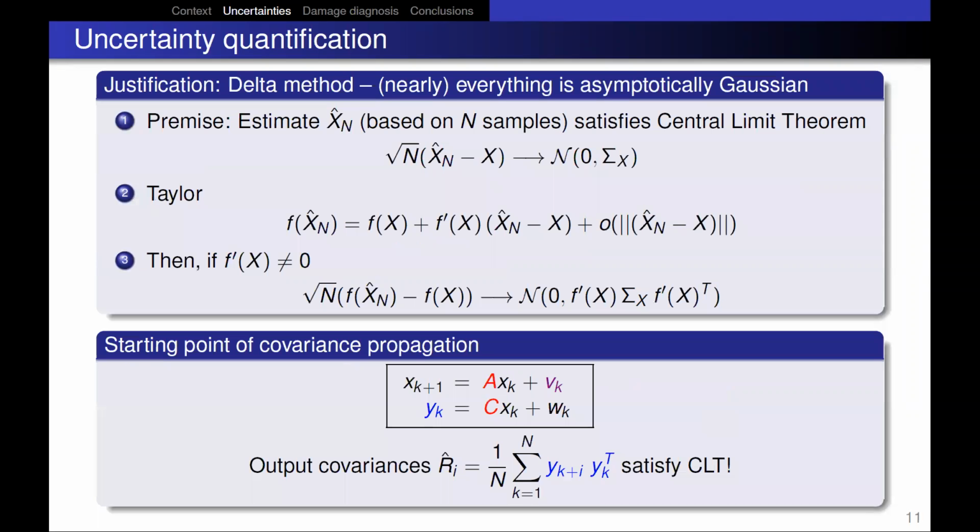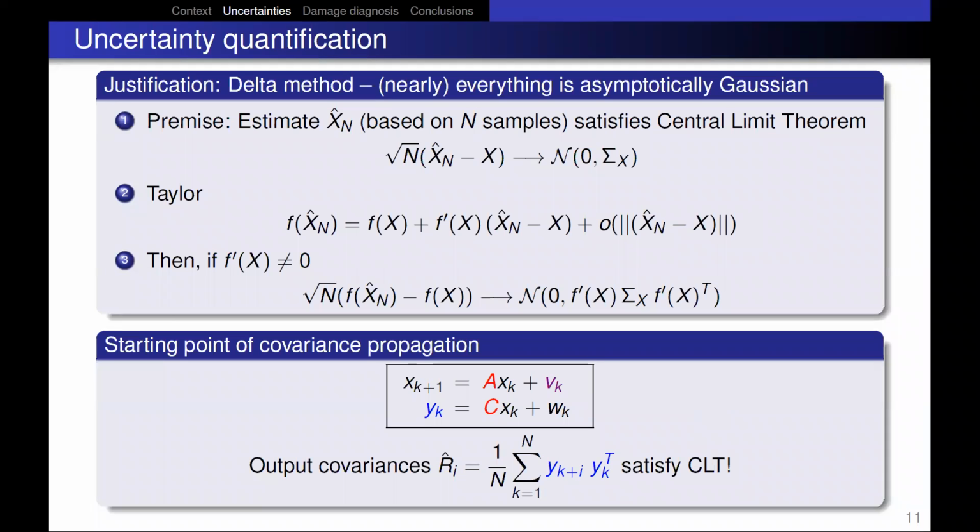The theoretical justification of this approach is the delta method in statistics, and the fact that nearly everything that we estimate from our data is asymptotically Gaussian. That's the fundamental premise: our initial estimate, for which we compute the variance, is a Gaussian variable asymptotically. So let's say that the x hat up there is our covariance estimate, or auto covariance from the data that we compute. If this is asymptotically Gaussian, that's our starting premise, so that the error between the estimate and the true value is getting asymptotically Gaussian when we increase the number of data points.